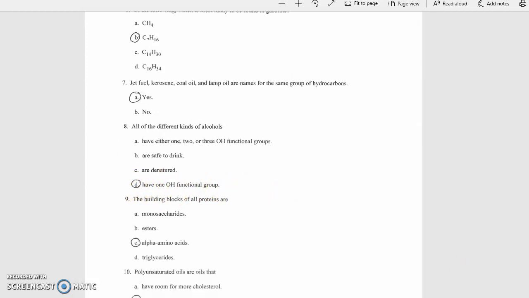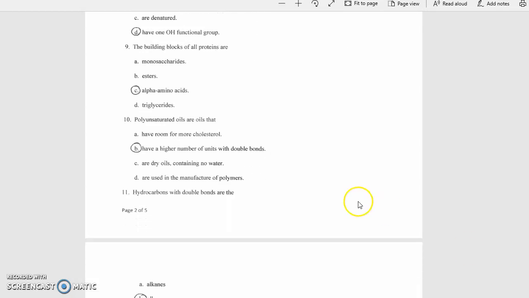The next one, number 9, building blocks of all proteins are alpha amino acids. That's C. Polyunsaturated oils that have a higher number of units with double bonds. That's the answer there, B, 10B.